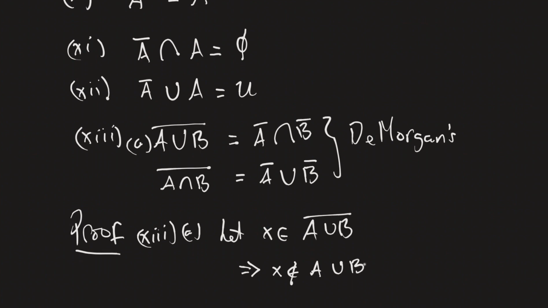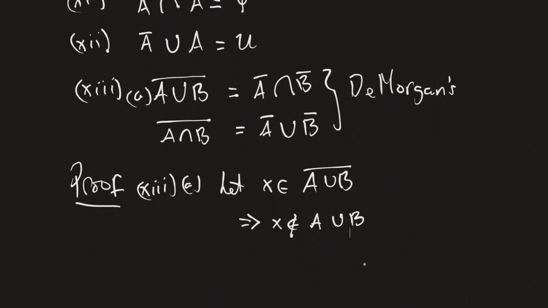So what does that mean? It means that X is neither in A nor in B. So it can't be in A. So if it's not in the union, right, then it can't be in A, it can't be in B, and it can't be in both. So that means X is not an element in A, and it is not an element in B.